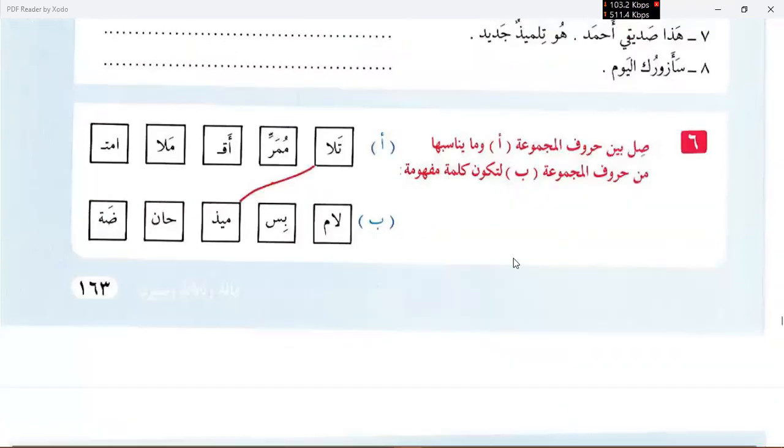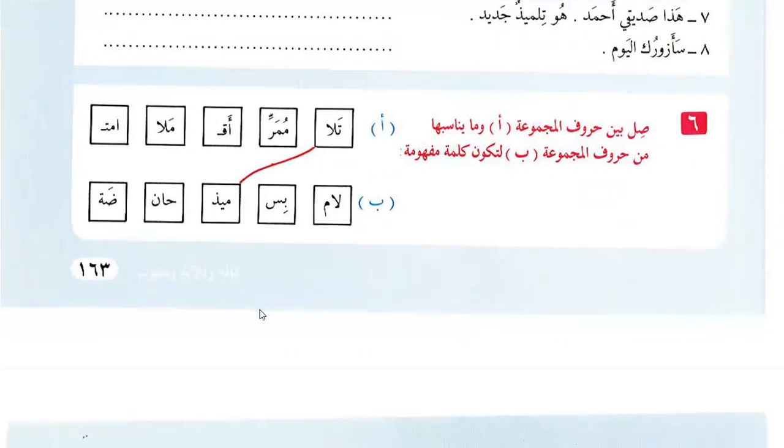Then sil bain al huruf al majmua hamza wa ma yunasibuha min huruf al majmua bal taku nu kalima mafhuma. You need to join them and they will become a word. So the next student is Miss Khatija. Join them.